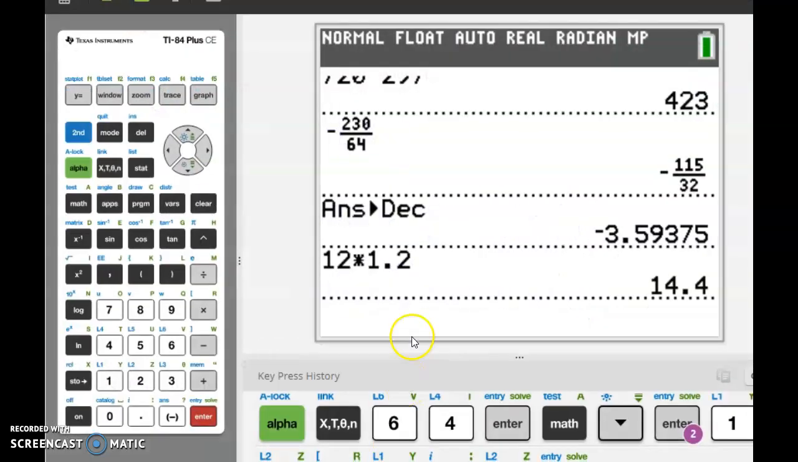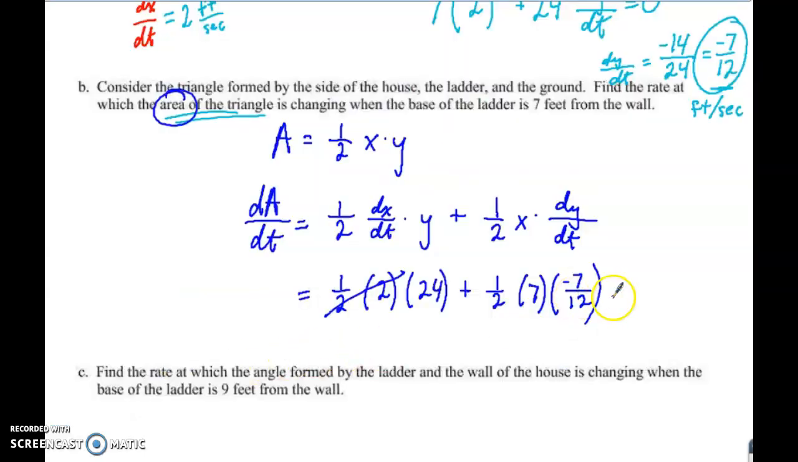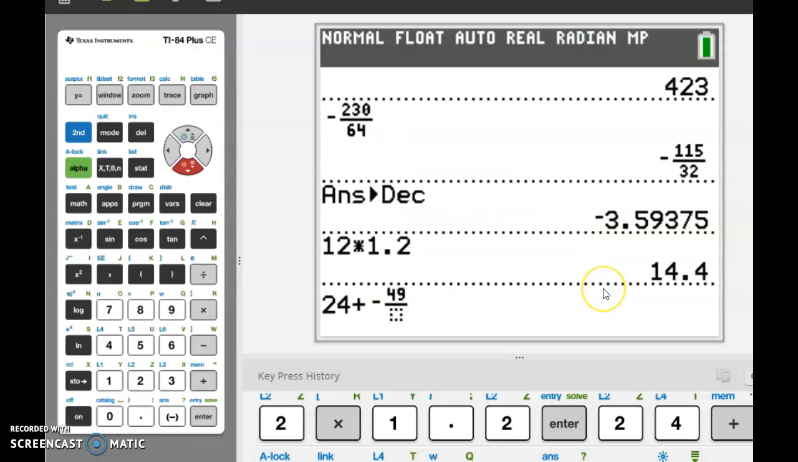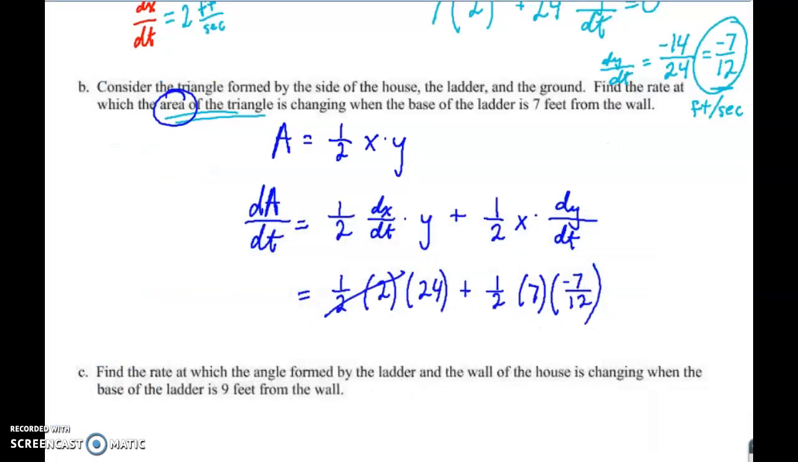Hopefully I'm doing the math right in my head. Minus 7 times 7 would be 49. I didn't hit minus, so change that to negative. I already forgot what I said it was going to be. 24ths, yeah. So 527/24.